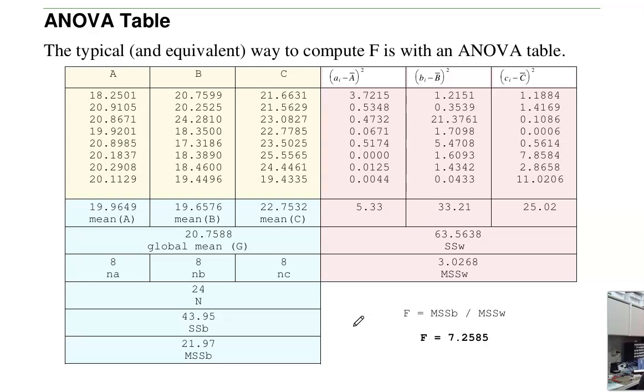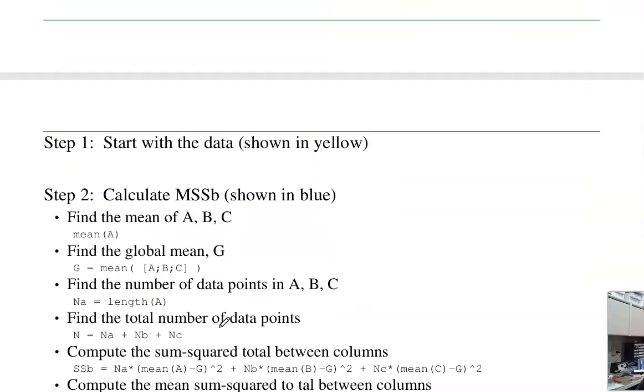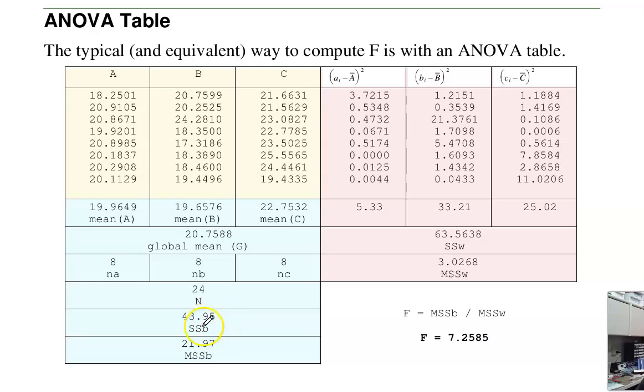Kind of a sidelight, there is a thing called an analysis of variance table. And here's what it looks like. What you do is you take your data, A, B, and C, and stick it in here. Down at the bottom, I'll take the data, find the mean of A, mean of B, mean of C. From these three means and the sample size, I can find the global mean. I'll have the sample size of A, B, and C, the total sample size, the sum of those. The sum squared between columns is, we'll talk about that in a sec, this number.